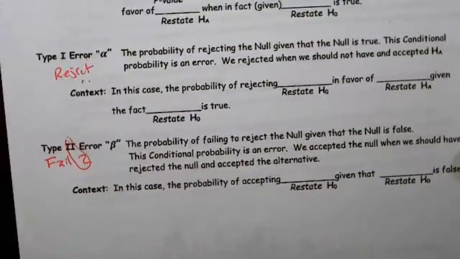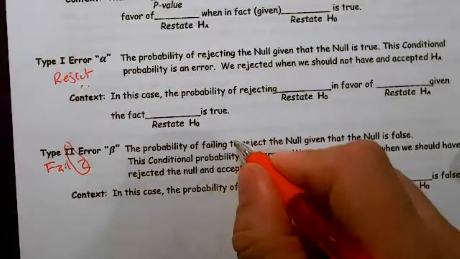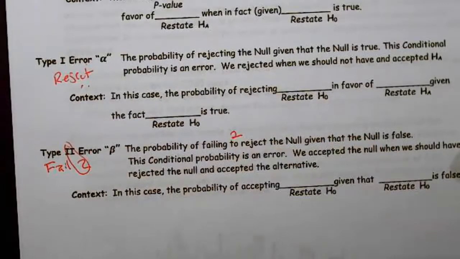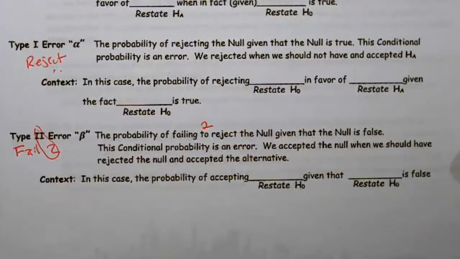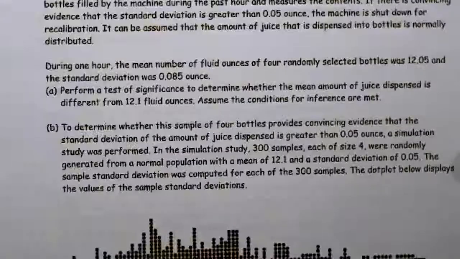So the probability of failing to reject the null, given that the null is false. And yes, even in my crazy English, I know that that's not the way you spell to, but there you go. This conditional probability is an error. We accepted the null when we should have rejected the null and accepted the alternative. So in this case, the probability of accepting the null given that the null was false. Probability that we didn't say OJ was guilty when in fact he was. All right? Yes, I pick on OJ a lot.